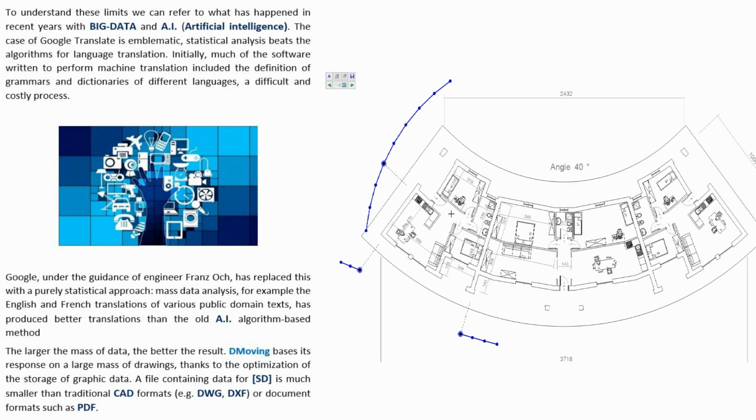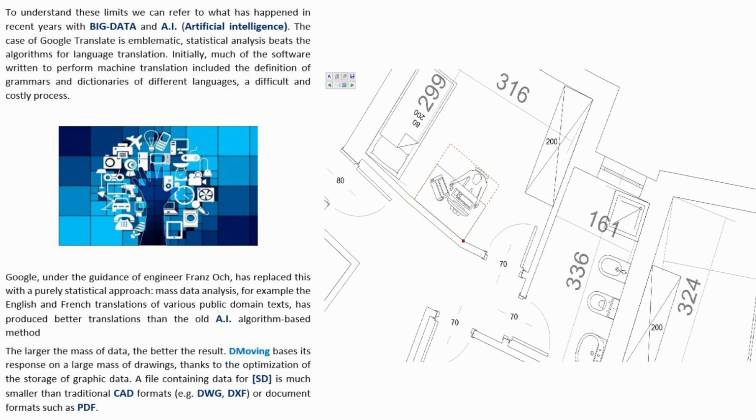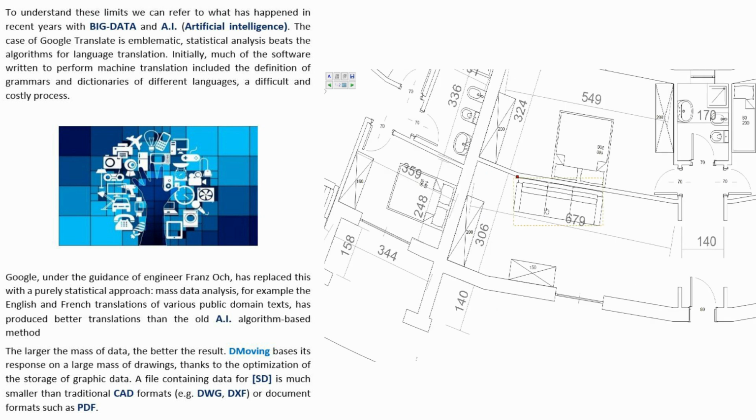The larger the mass of data, the better the result. DMoving bases its response on a large mass of drawings, thanks to the optimization of the storage of graphic data. A file containing data for SD is much smaller than traditional CAD formats, e.g. DWG, DXF, or document formats such as PDF.